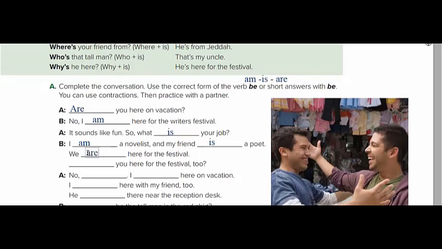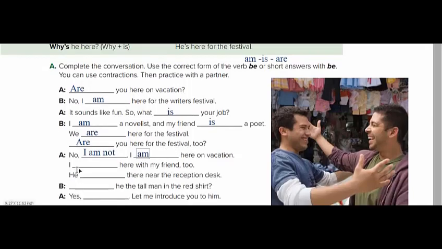My friend is a poet. We, ما الفعل الكون المناسب لـ we? We comes with are. We are here for the festival. Are you here for the festival too? علامة استفهام. You, ما الفعل الكون المناسب لها؟ Are. Are you here for the festival too? No. I, والآي تأخذ am, وبسبب النون نقول No, I am not. I am here on vacation. أنا هنا في عطلة وليس من أجل المهرجان.